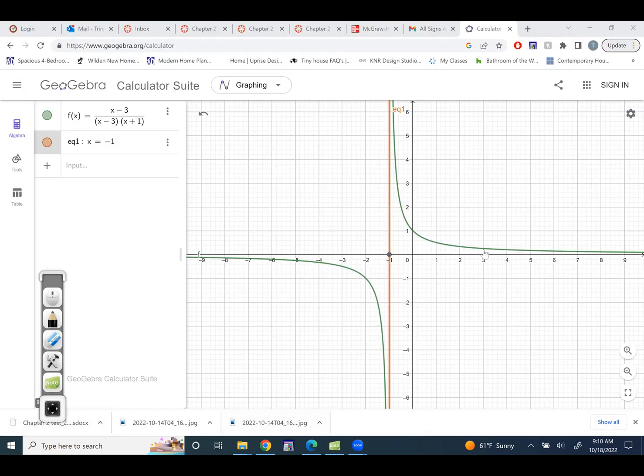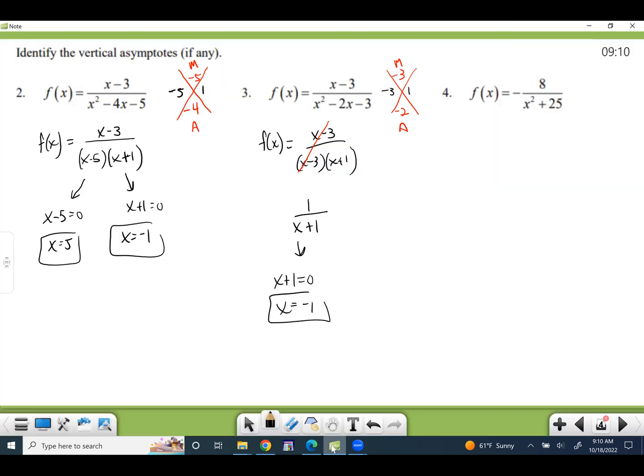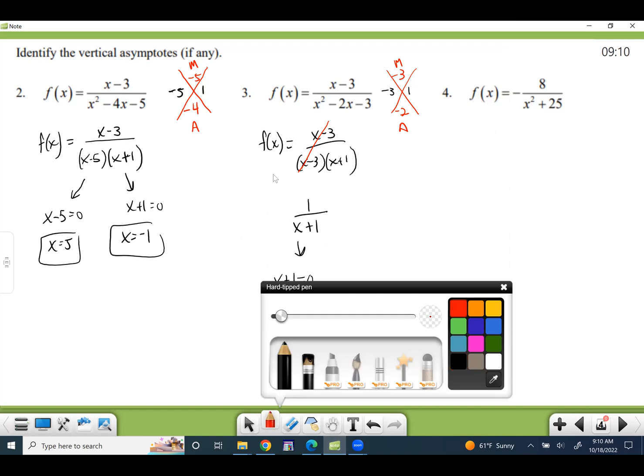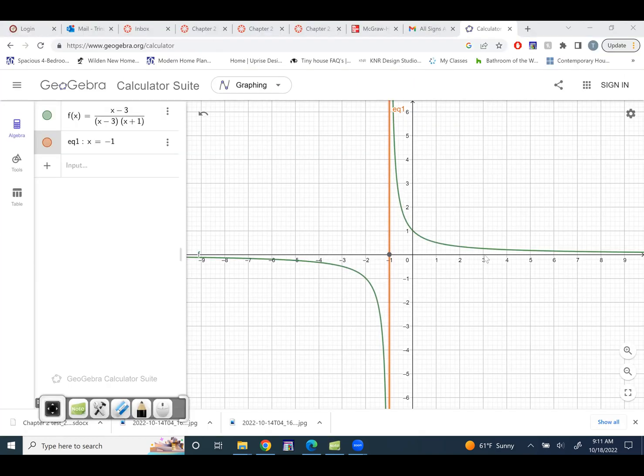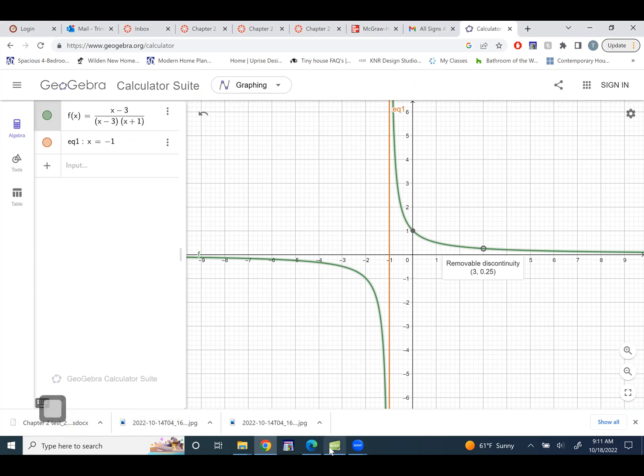Now, by the way, at 3, what's going on there is that's technically a hole in the graph. Anything that cancels is a hole. So this would imply that there is going to be a hole at x equals +3. See how it showed, that's what the hole looks like. It's an open circle like that, right? There's no value at that point. So we do have a hole there.